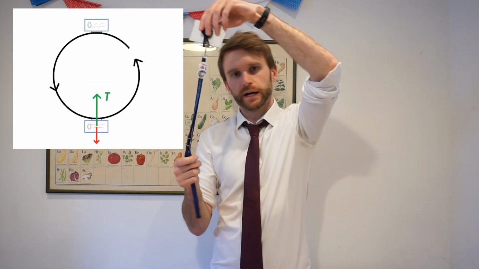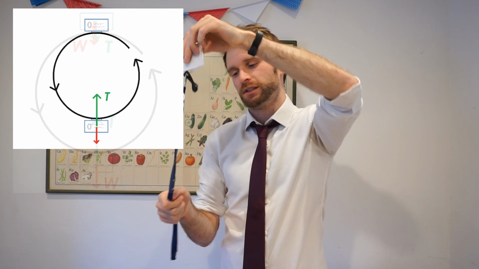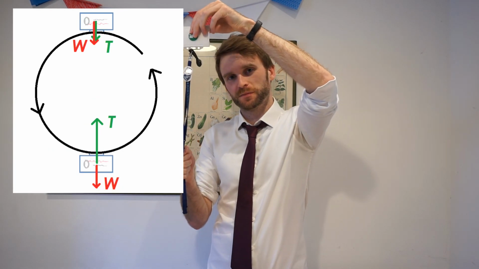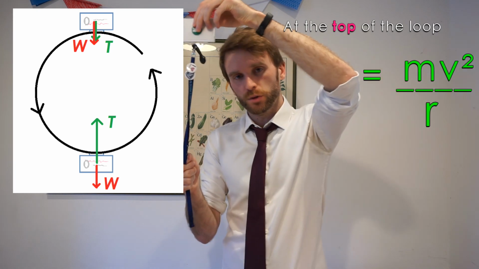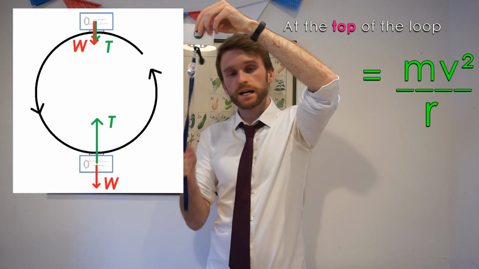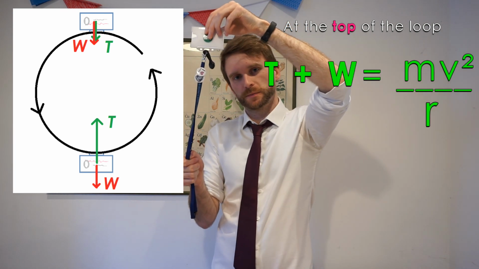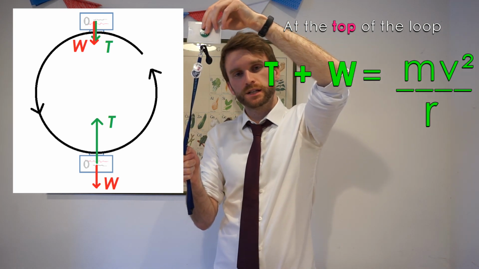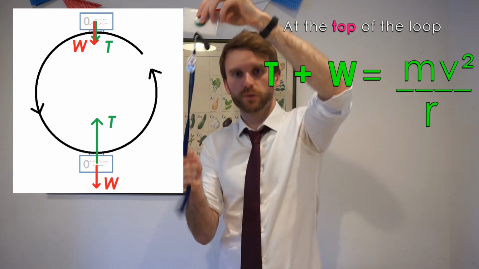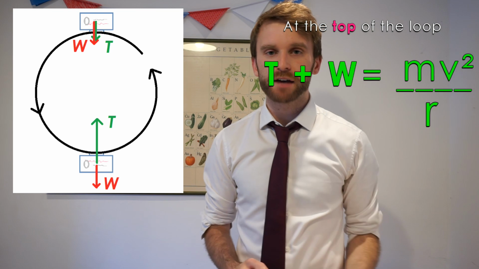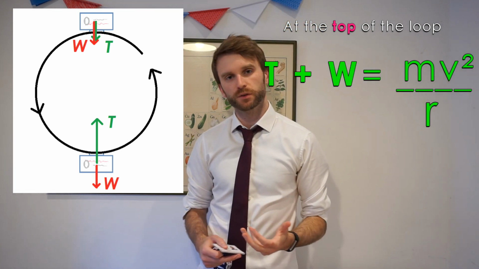At the top, however, pause time again, the tension and the weight are in the same direction. So the resultant force on my lanyard, mv squared over r, will be T plus W. And so my equation to use will be T plus W, tension plus weight. They're acting in the same direction, so they're going to add up to provide that centripetal force.